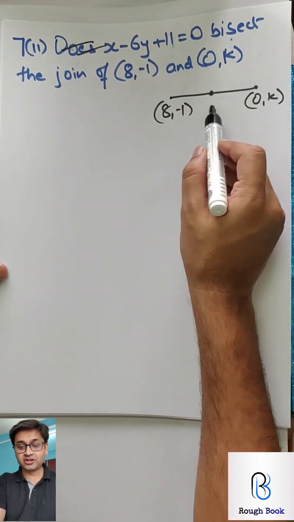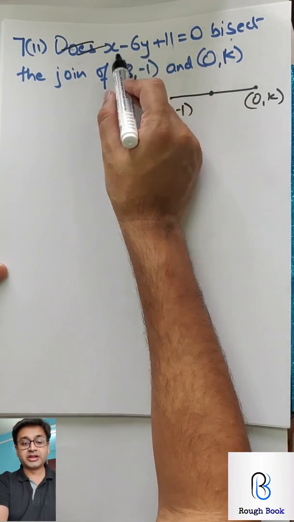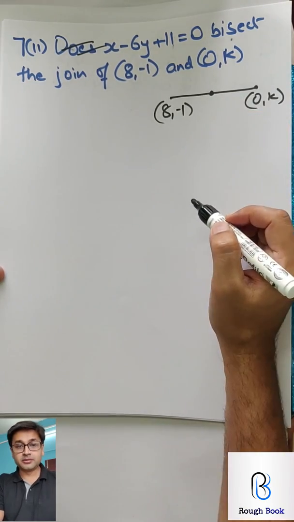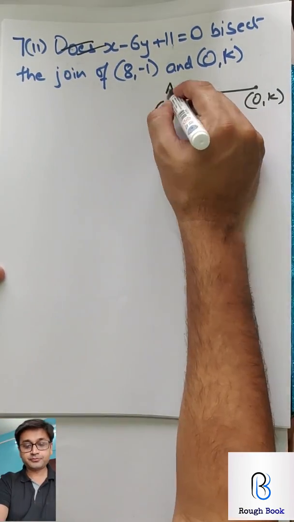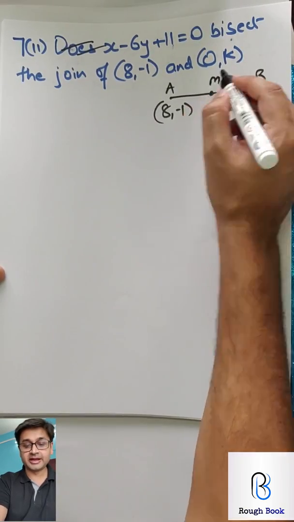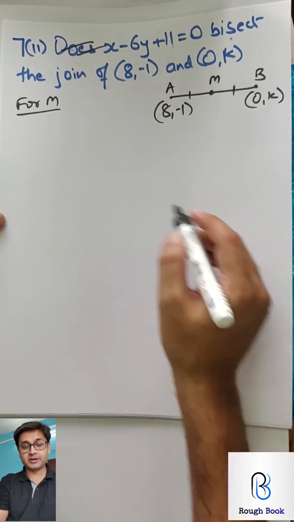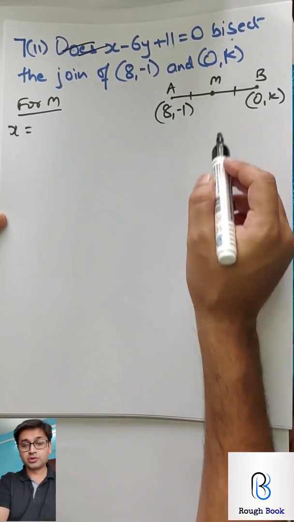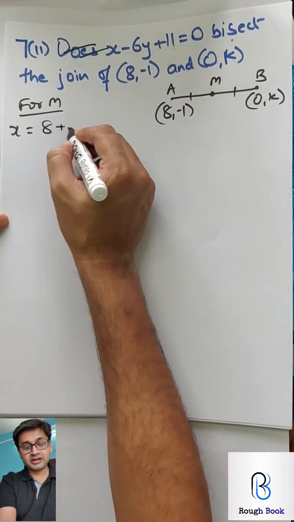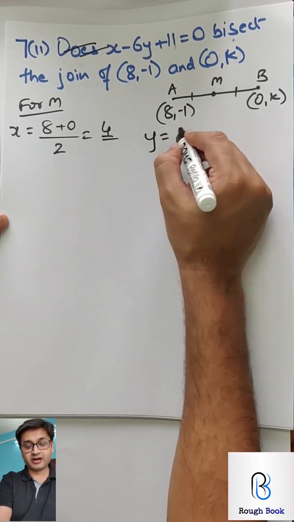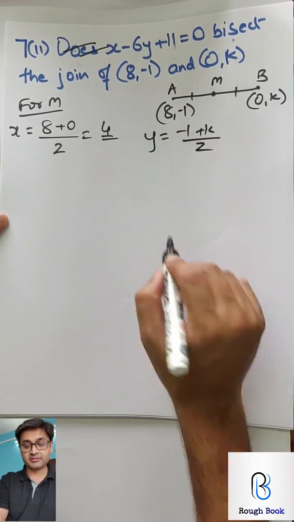So basically find the midpoint of this and substitute in x and y, and you will be able to calculate the value of k. How to get the midpoint? Midpoint formula. So let's call this a, b and m, and we are trying to find m, which is the midpoint of a, b. So x is equal to, do you remember? x1 plus x2 by 2. So this should be 4. And y is equal to minus 1 plus k by 2.